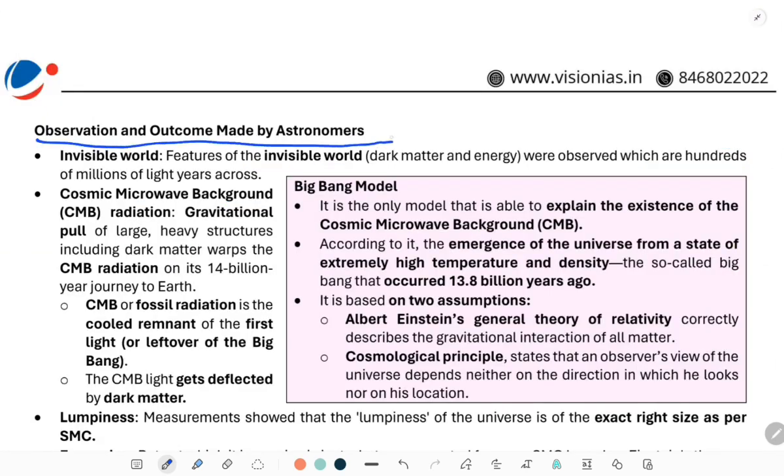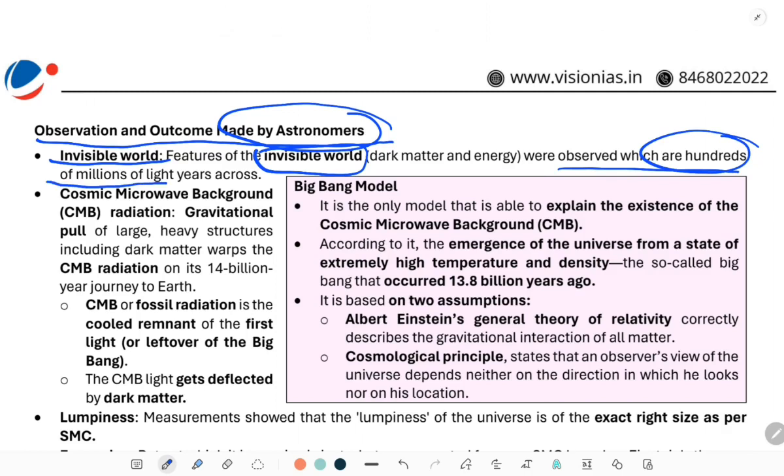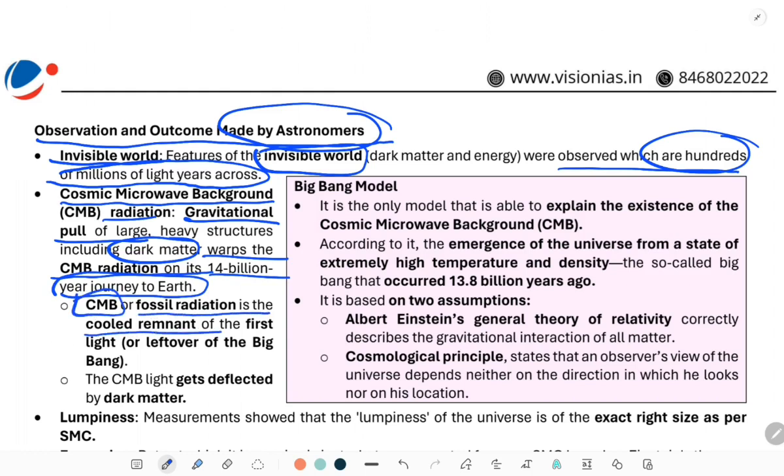We'll see the observation outcomes made by the astronomers. Invisible world: features of the invisible world were observed which are hundreds of millions of light years across. The cosmic microwave background radiation and the gravitational pull of large heavy structures, including dark matter, warp the CMB radiation on its 14 billion year journey to the Earth. This CMB, or fossil radiation, is the cold remnant of the first light. Then this CMB light gets deflected by dark matter.